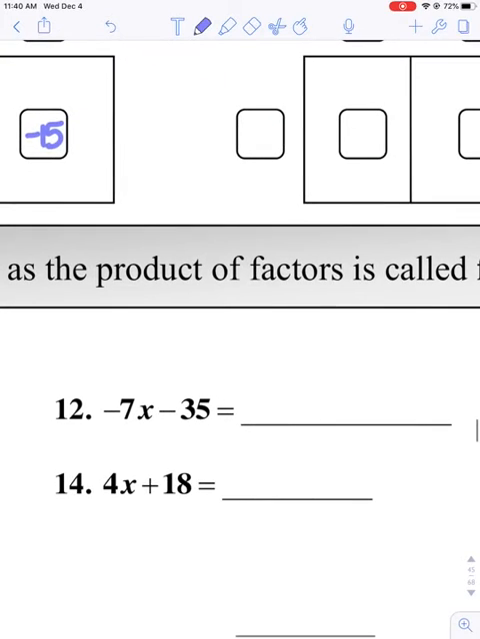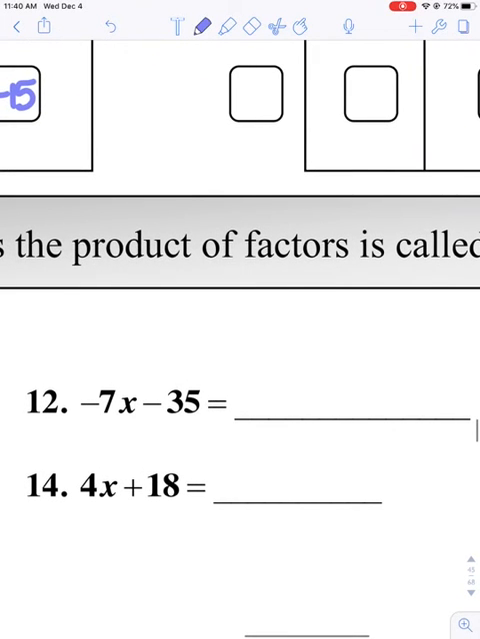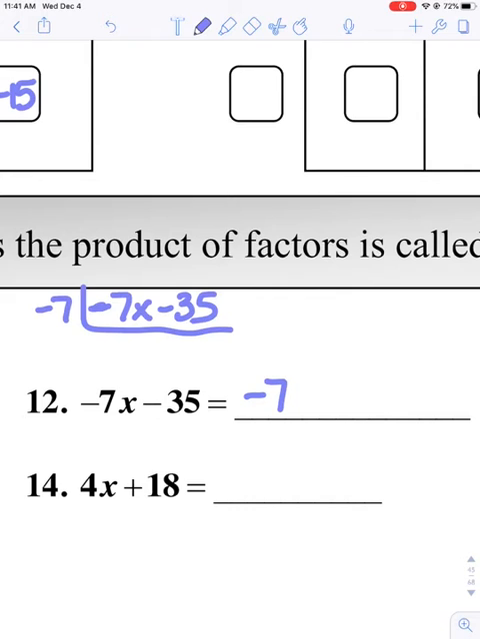All right, on problem 12, hopefully you're ready to check. On problem 12, I'm actually going to take out a negative 7. And if you want to see how that would look in the cake, it would look like this. And then that would give me x plus 5, because negative 35 divided by negative 7 is positive 5. So x plus 5 would be your best answer.